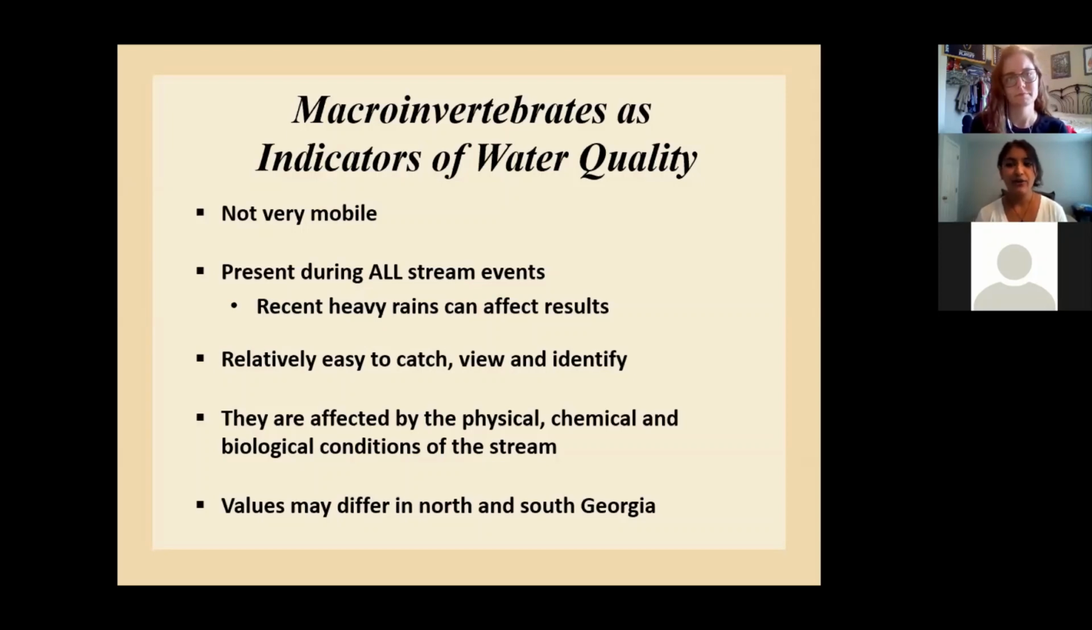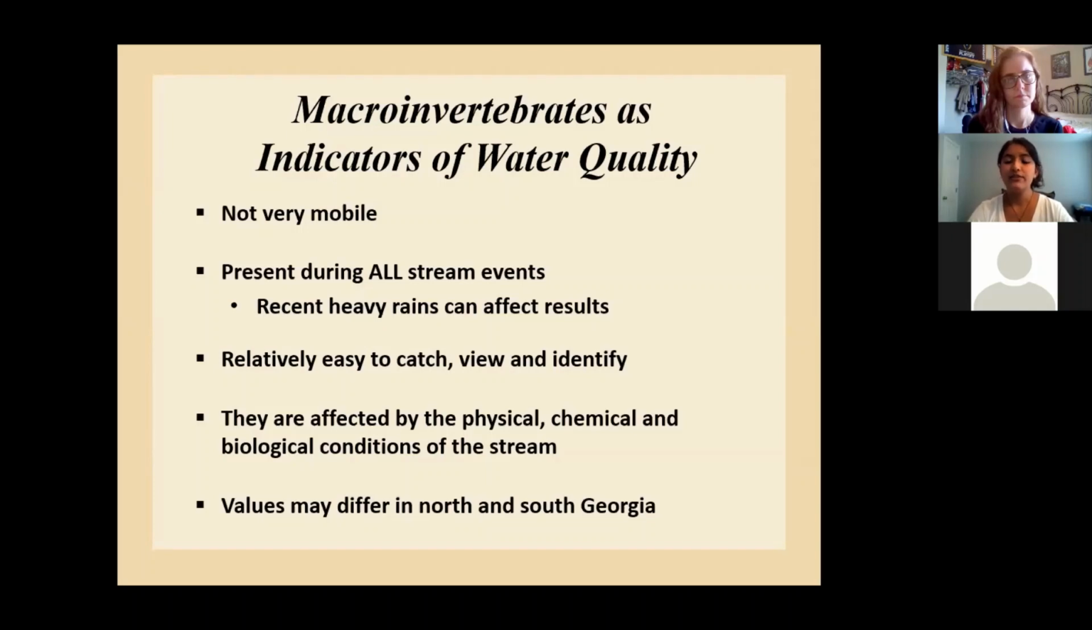However, recent heavy rains can affect your results. Kind of like how Bailey mentioned before, if it's a flooding event or high currents, you don't want to go sampling. For one, that's a safety hazard. But two, if you're going out during a strong storm event or during a high current, it can wash these macros downstream and they're no longer at your site. That's why you want to make sure that you sample for them during normal stream conditions.